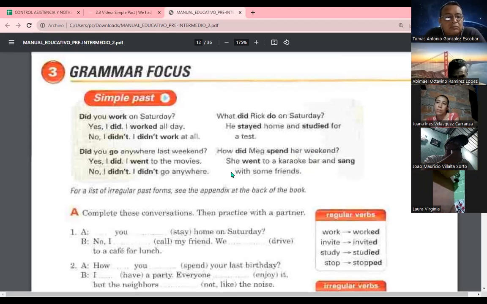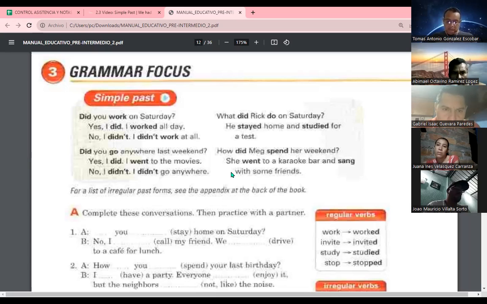Pero si yo digo, yes, I did, I work all day. Ok, muy bien. O no, I didn't. En negativo siempre vamos a responder I didn't, ¿ok? Usando el didn't para el negativo. Also, we have what did, teacher, porque estamos hablando de Rick. Mire, what did Rick do on Saturday? Ok, but it's did, because it says Rick. No, aunque sea tercera persona, como ya decía nuestro compañero, it doesn't change.